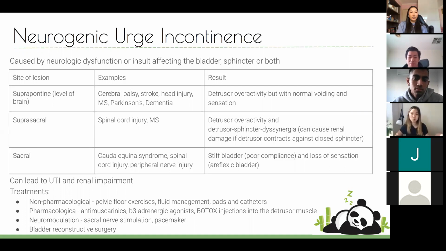Treatment wise, again, you would recommend pelvic floor exercises, lifestyle changes, drink less water, things like that first. And then there are pharmacological managements, Botox injections into the detrusor if it's too stiff, or agonists or antimuscarinics to try to stimulate the sympathetic activation. There's also bladder reconstructive surgery, which I've never really heard much about.